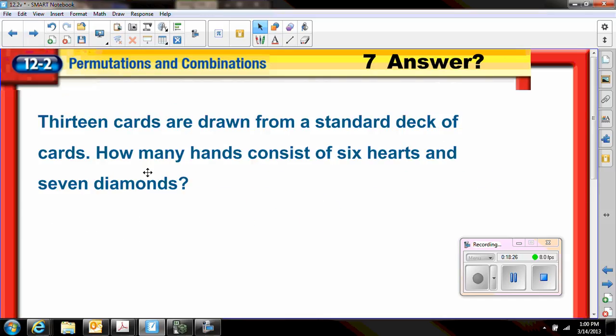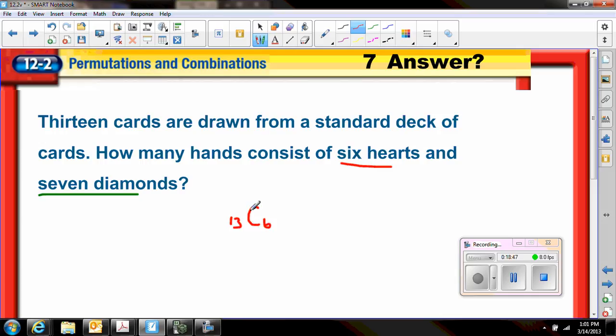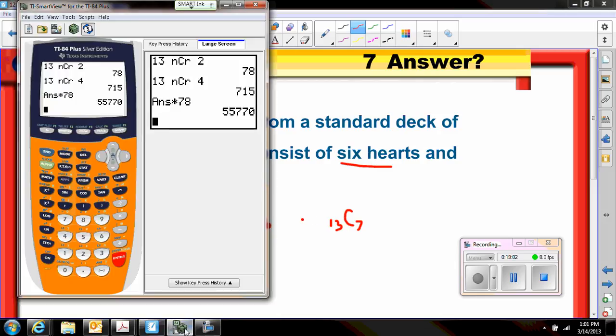Alright, let's try one more of those. 13 cards are drawn from a standard deck of cards. How many hands consist of 6 hearts and 7 diamonds? So let's start with the hearts. Again, there are 13 hearts in a standard deck of cards. It does not matter how I get those 6 hearts, so order is out, which means this is a combination. So 13 choose 6. There are 13 diamonds in a standard deck of cards. It does not matter how I receive those cards, so that means this is a combination, and I'm choosing 7. And we'll multiply those 2 numbers together.